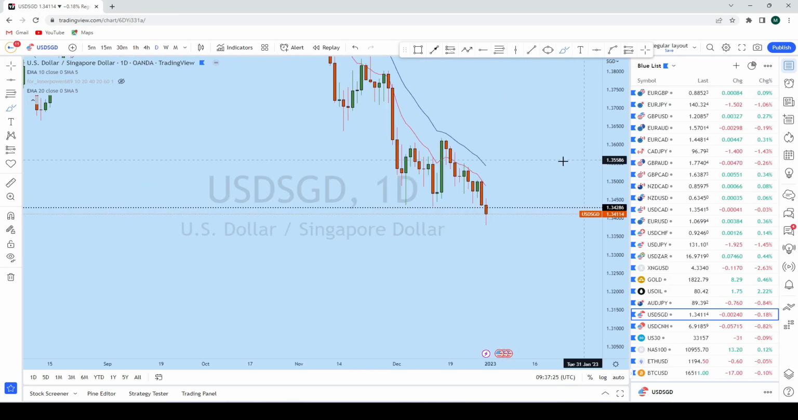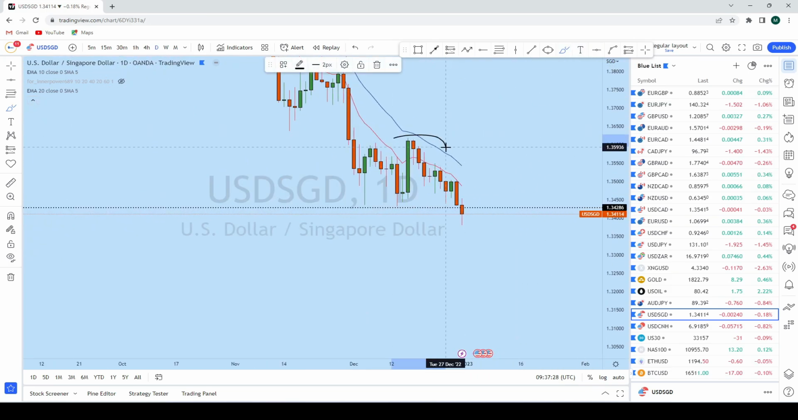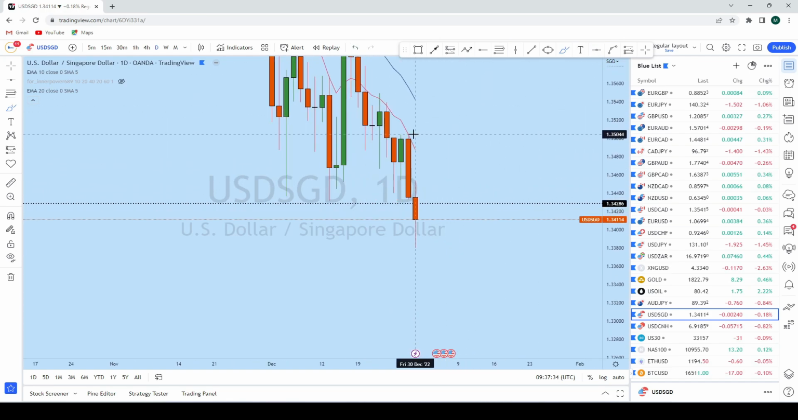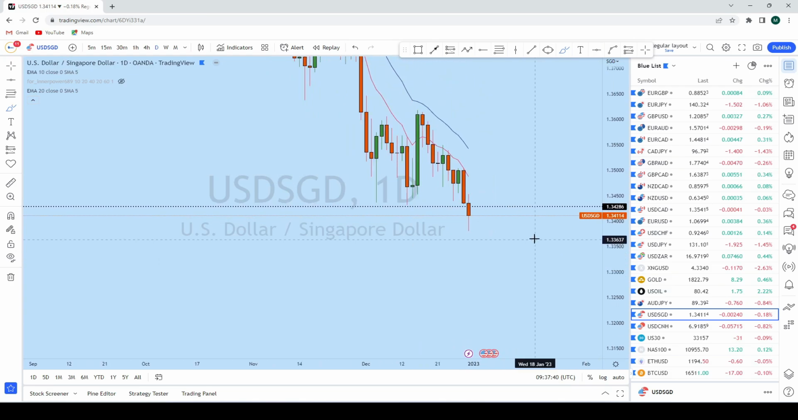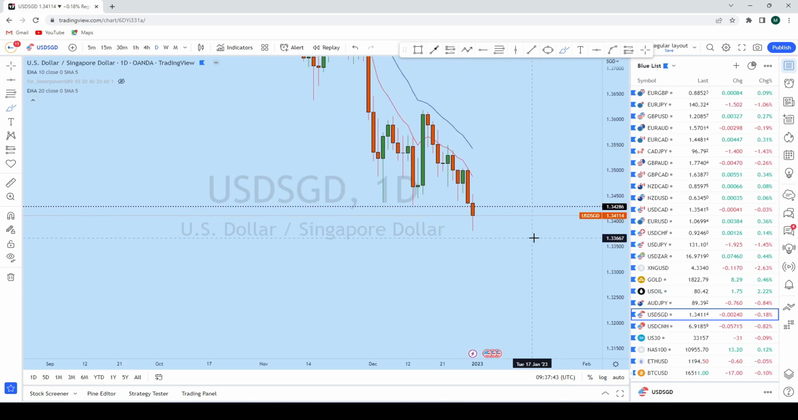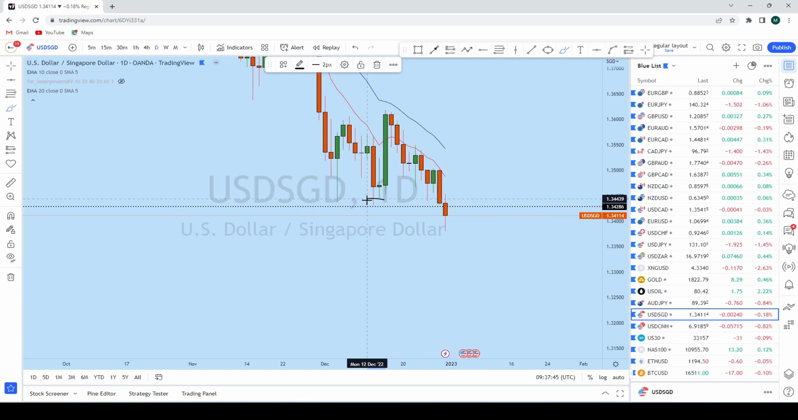Now if we look at the daily perspective, we see that USDSGD every day is creating a series of lower highs and lower lows, and there is a daily bearish engulfer followed by a daily middleman. With that daily bearish engulfer and middleman, what we can expect on USDSGD is the price to test this support here, which is turning resistance, and then continue to drop.